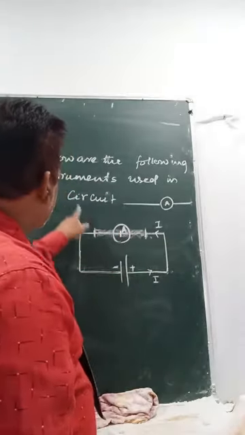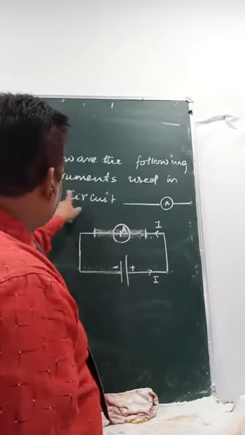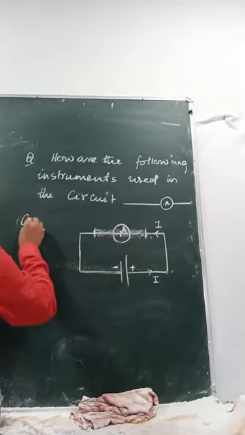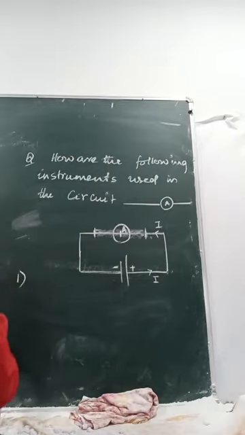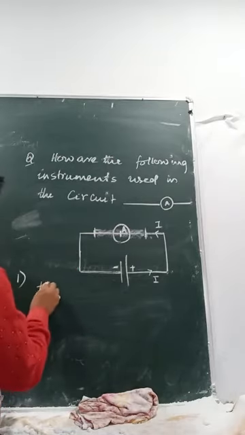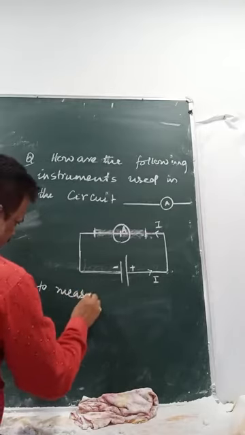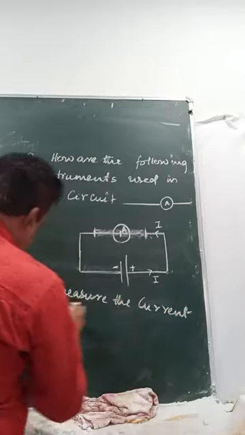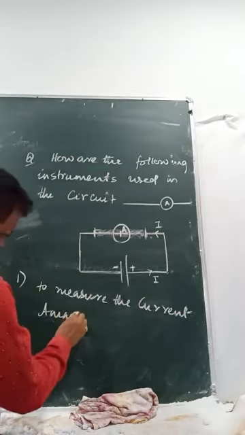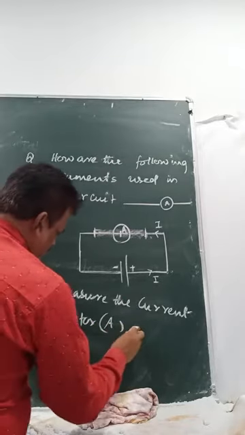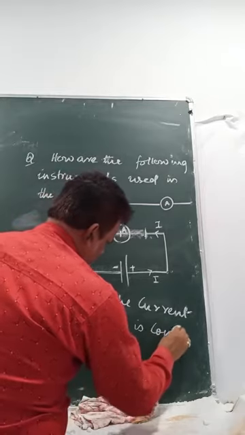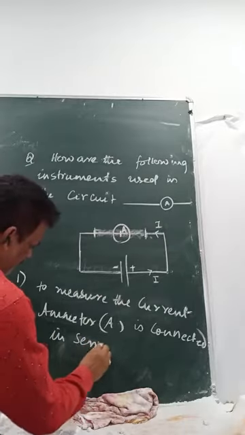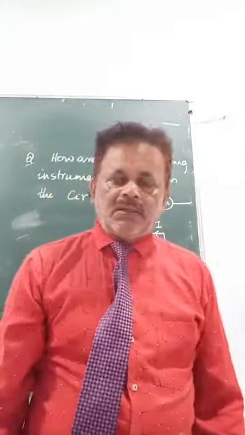Sometimes you may be asked to draw a diagram to show the instrument used to measure the current. To measure the current, the ammeter is connected in series. Then what is the other one? Parallel. How is it used? Look here.